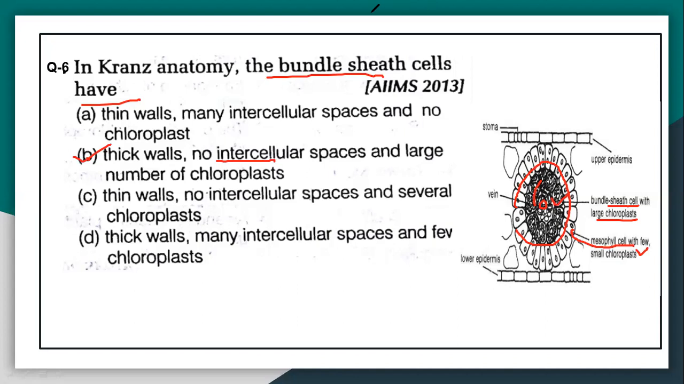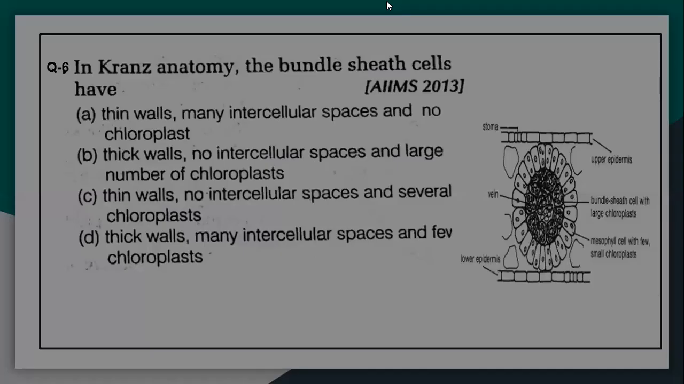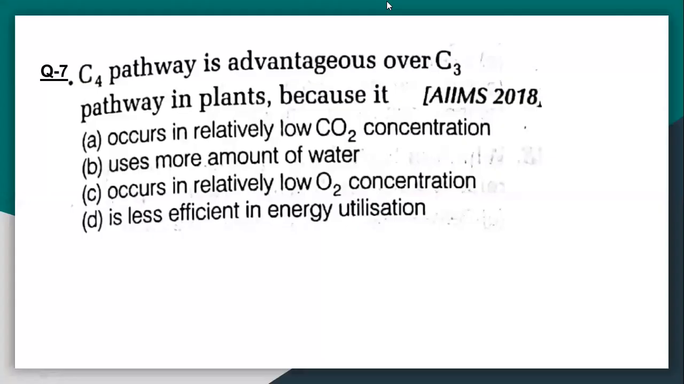Now next question. The C4 pathway is advantageous over the C3 pathway in plants because in C4, the carbon fixation is done by the PEP carboxylase enzyme. In case of C3, there is the Rubisco enzyme, but in case of the C4 pathway, even at low CO2 concentration, it is able to photosynthesize.